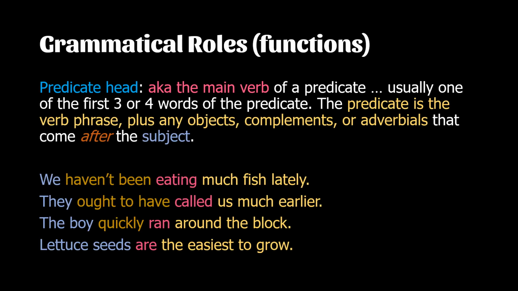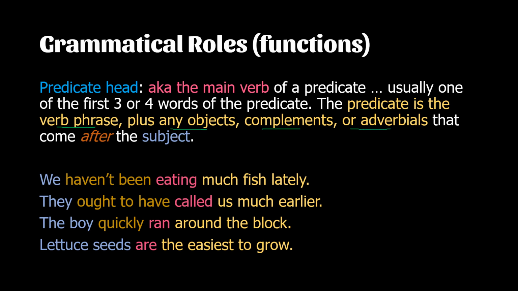In this video, the term predicate has come up a lot. The predicate head, also known as the main verb of a predicate, is an important one to be able to identify when you're labeling sentences. So the main verb, or the predicate head, is usually one of the first 3 or 4 words of the predicate. What is the predicate? The predicate is the verb phrase plus any objects or complements or adverbials that come after the subject.